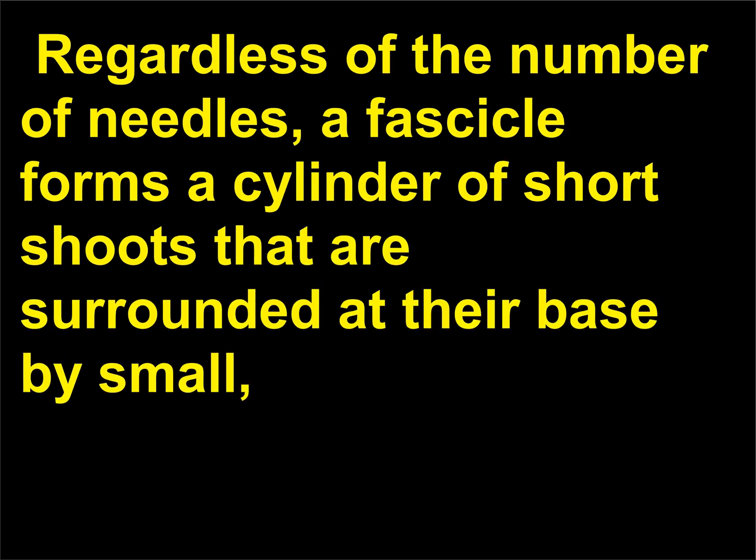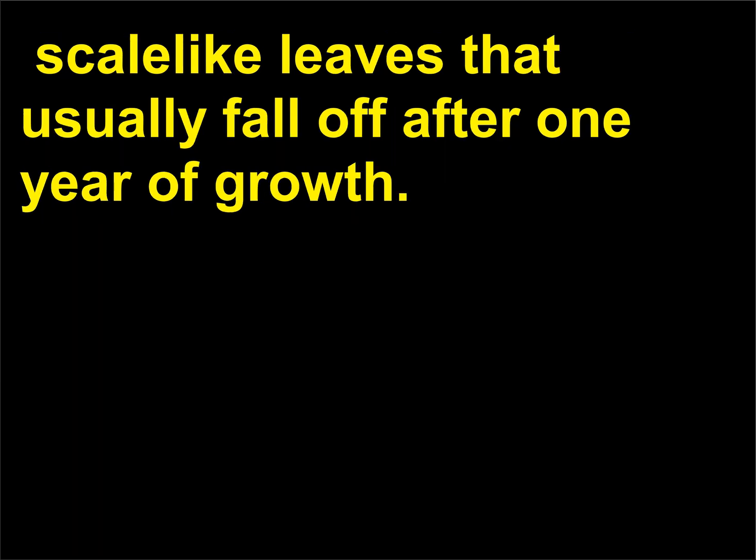Regardless of the number of needles, a fascicle forms a cylinder of short shoots that are surrounded at their base by small, scale-like leaves that usually fall off after 1 year of growth.